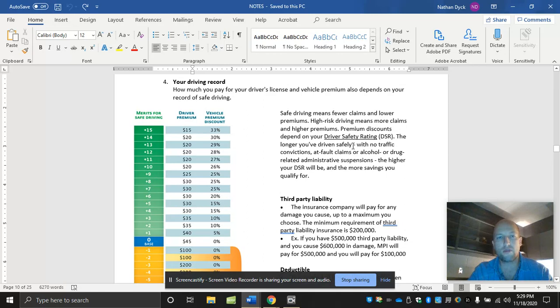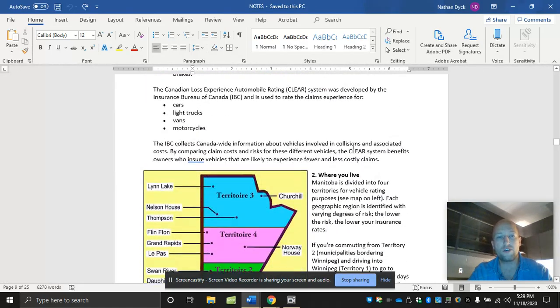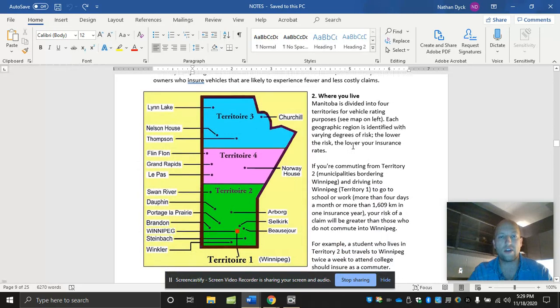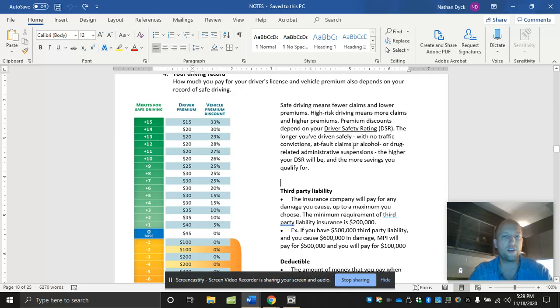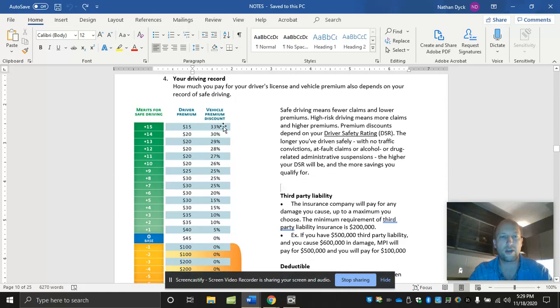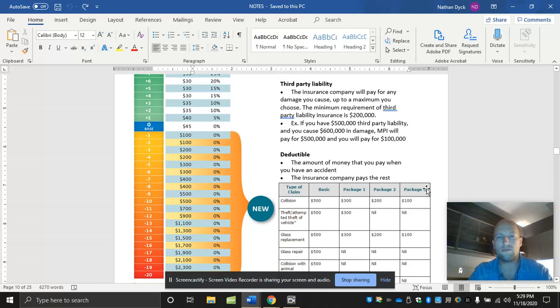So anyways, those are the top four main things as to how your insurance affects the cost of your insurance. So just a quick recap, that's the type of vehicle you drive, it's where you drive in Manitoba, what you use it for, pleasure or all purpose, and then your driving record, which really affects it by quite a bit, you can see. So 15 years down the road, have you driven perfectly and have 33% off, or are you way in the minuses and you're paying hundreds, if not thousands of dollars extra every year? So be wise.